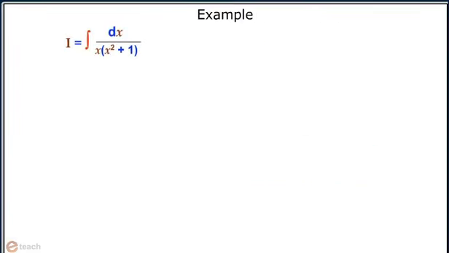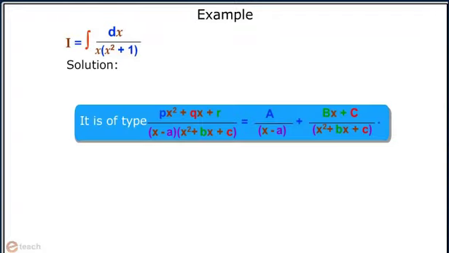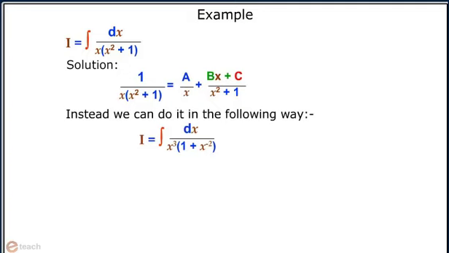Let's take an example. I equals integration dx divided by x into (x square plus 1). Solution. Note that it is of the type (px square plus qx plus r) divided by (x minus a) into (x square plus bx plus c), which should be written as A by (x minus a) plus (Bx plus C) divided by (x square plus bx plus c). Instead, we can do it in the following way. Taking x square common, we get integration dx divided by x cube into (1 plus x to the power minus 2), which is equal to x to the power minus 3 dx divided by (1 plus x to the power minus 2).